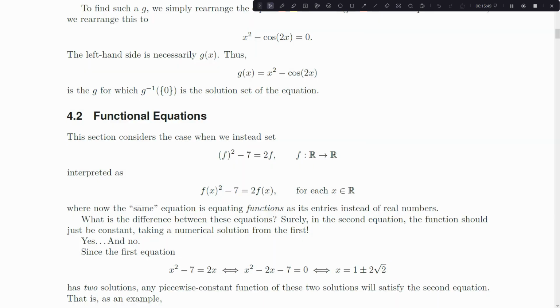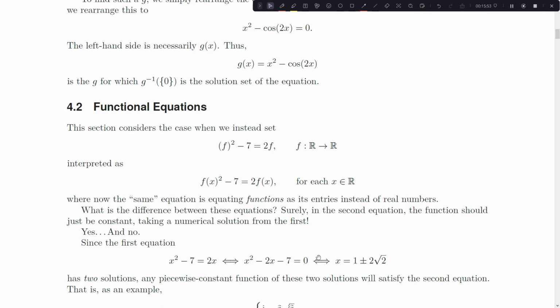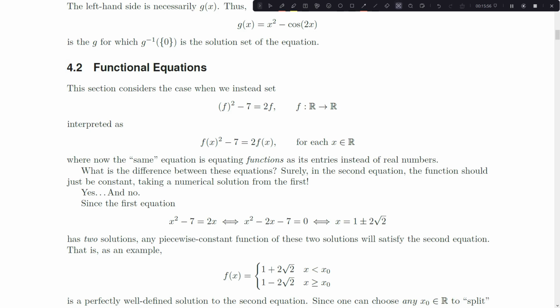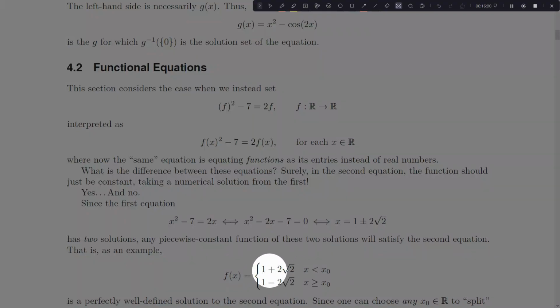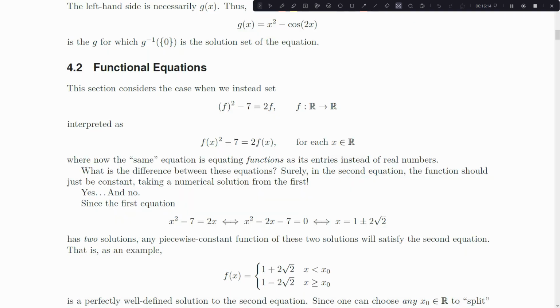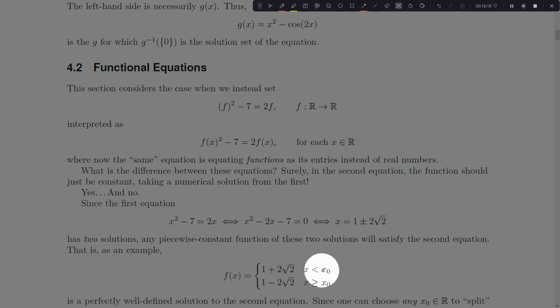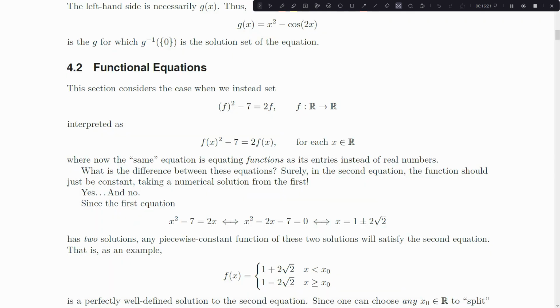If I change my view to functions which satisfy this for every input, I can define a function which takes the positive numerical solution to the equation for an entire range of x's less than x naught. I can choose the negative one for an entire range of x's greater than x naught. And this is a perfectly well-defined function on R. And yet there are infinitely many functions which do this because I have infinitely many choices of x naught in R at which I could split my function up.